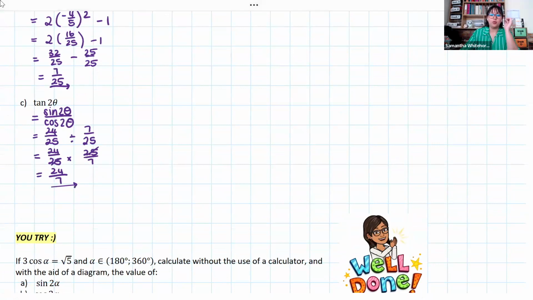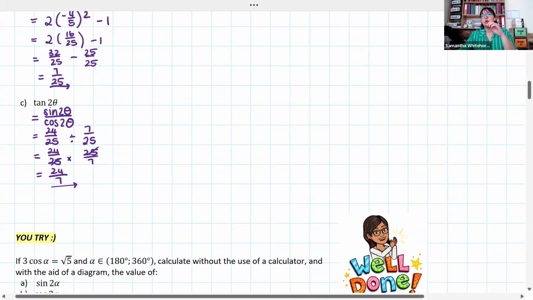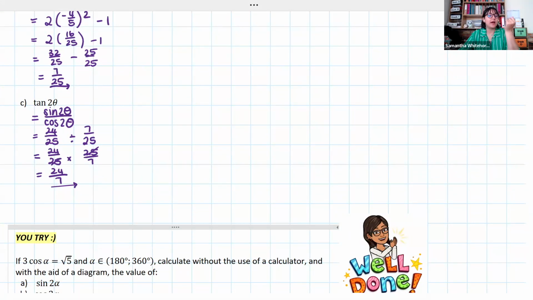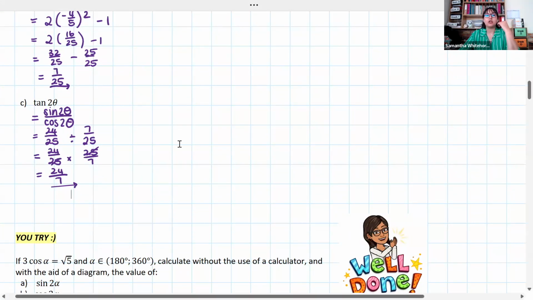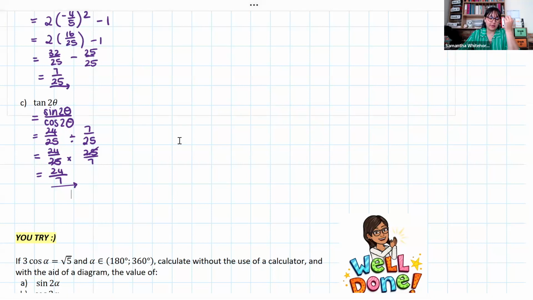All right, so really, really not super tricky. It's a case of what formulae do you have at your disposal? What information have you actually already worked out? How can you use it to answer the questions that you have in front of you?